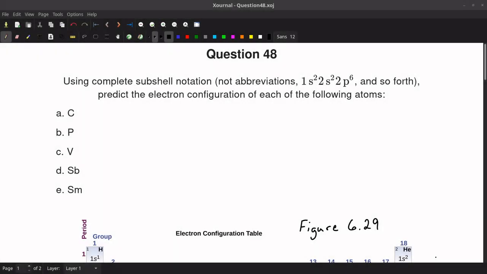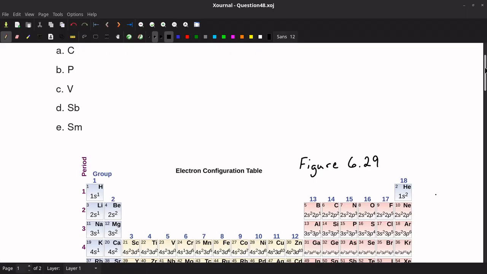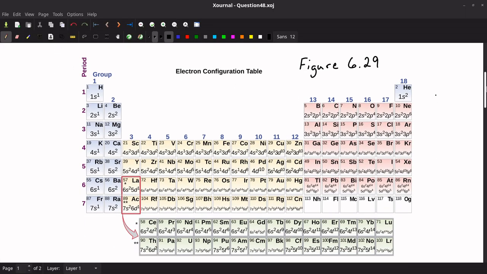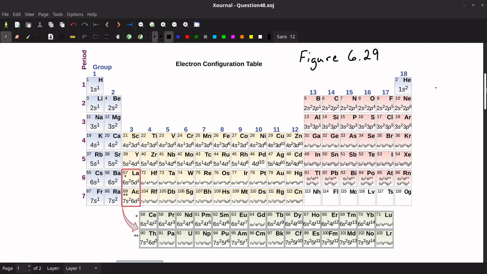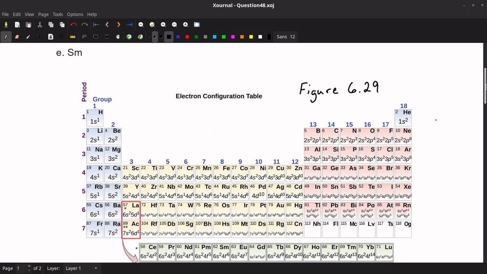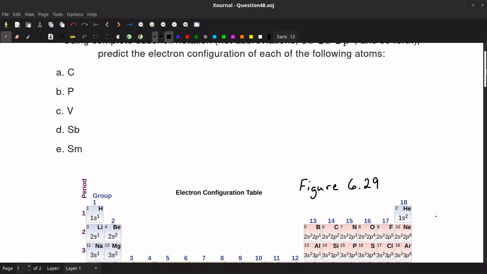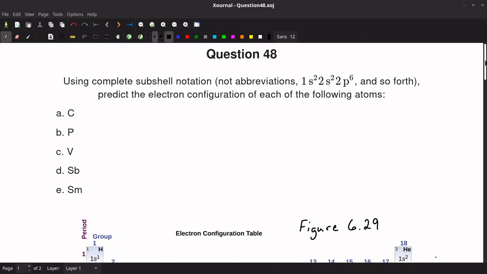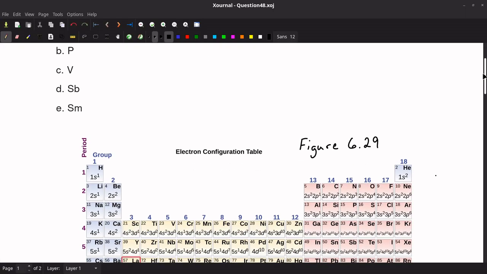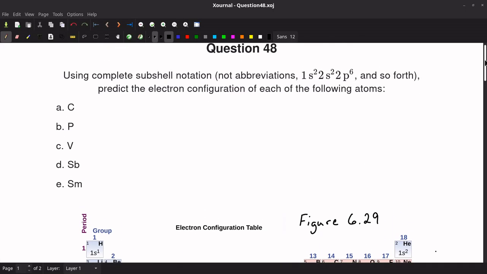Hello everybody. In this video I want to take a look at question 48 and show you guys how we can use figure 6.29 here to quickly and easily write down the electron configuration for a neutral atom, and that's very key. This isn't going to tell us the ions. It will be the first step in figuring out the ion electron configuration, but we can only read off of the table directly a neutral species electron configuration.